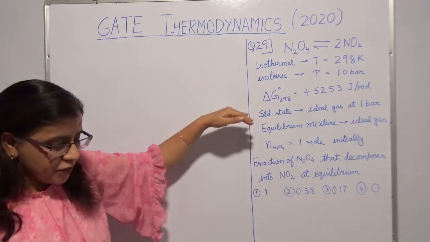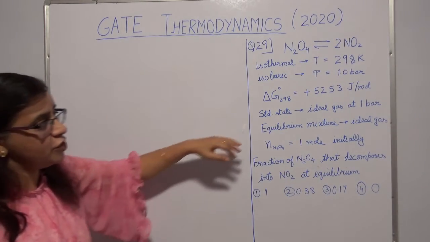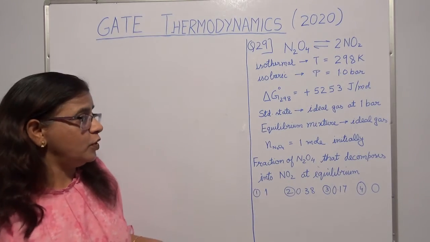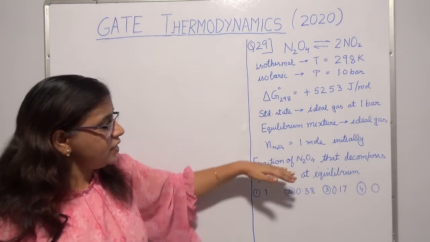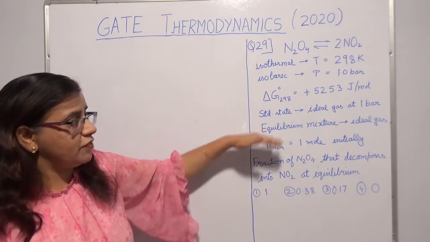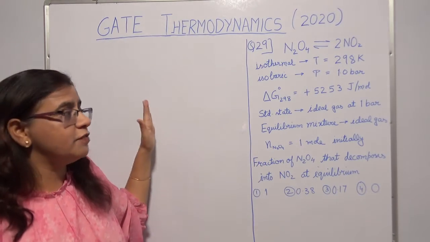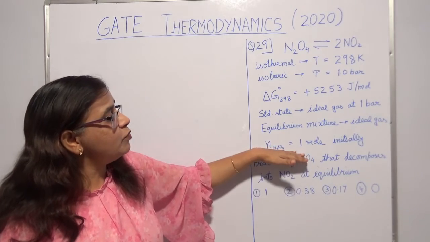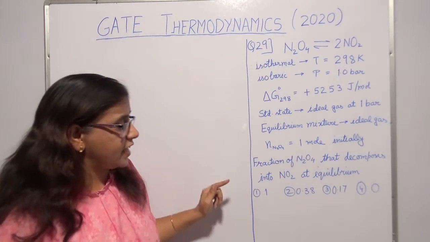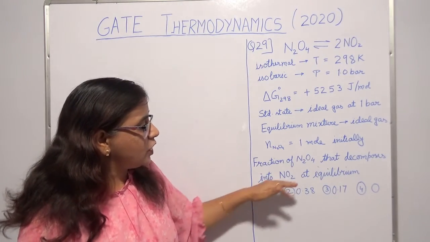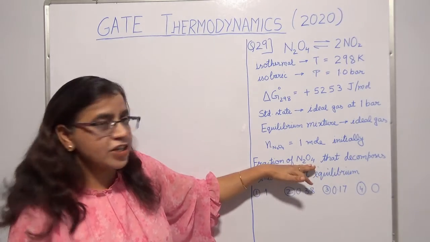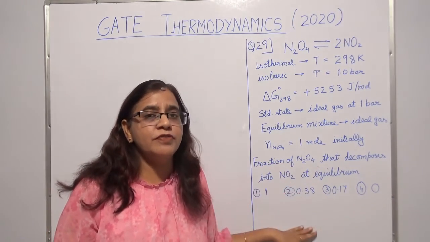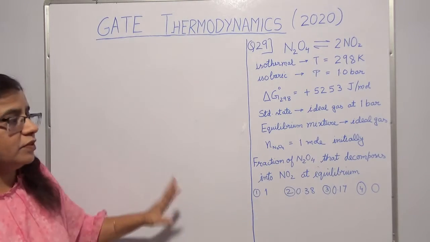Now the standard Gibbs free energy change of reaction is given as 5253 joules per mole. All other things have been given which we will discuss later on. Whatever the assumptions which are given we will discuss when we solve the problem. And they have said that initially 1 mole of N2O4 is charged to the reactor. Now you have to find out at equilibrium what is the fraction of N2O4 that decomposes. There are 4 options which are given and you have to find out which one is the correct one.